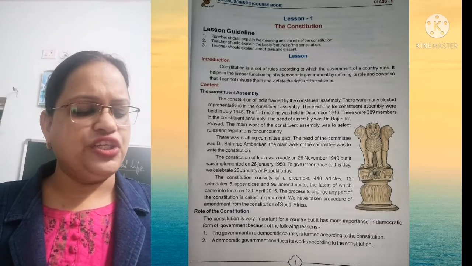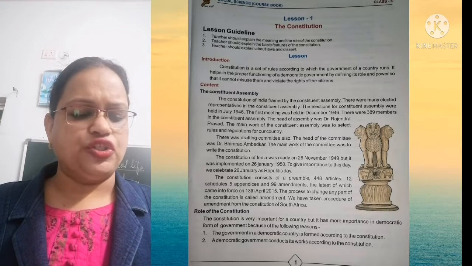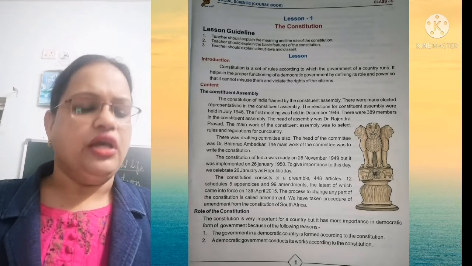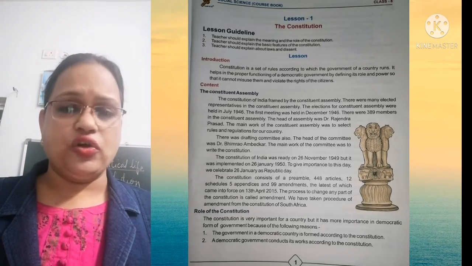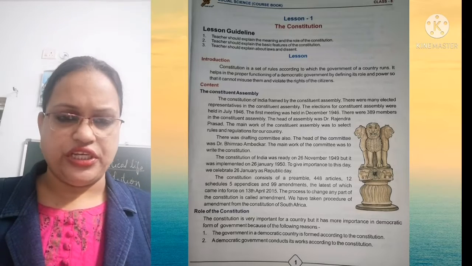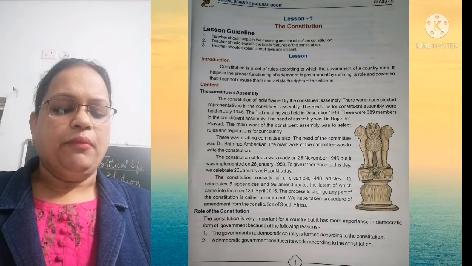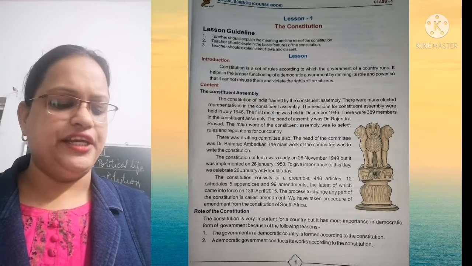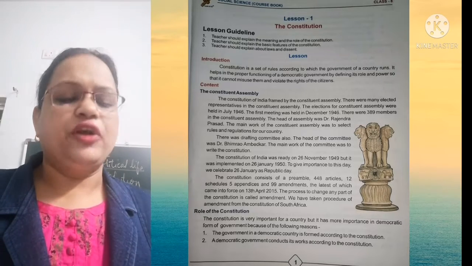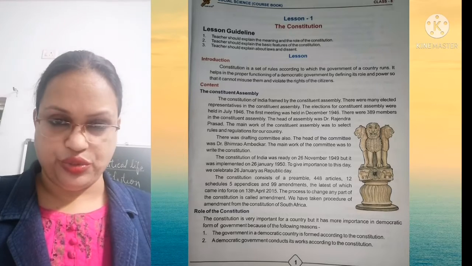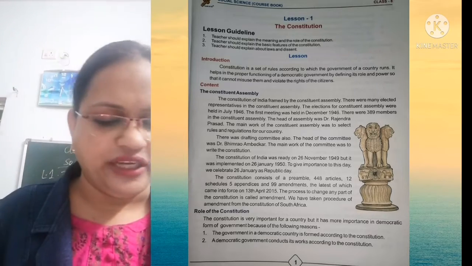We have taken the procedure of amendment from the Constitution of South Africa. Looking at South Africa's Constitution, we have made this rule. Why is the Constitution important? The Constitution is very important for a country, but it has more importance in a democratic form of government because of the following reasons. Any democratic country needs a Constitution, certain laws to be followed by the people.